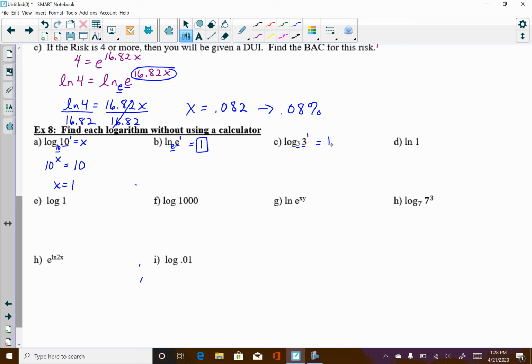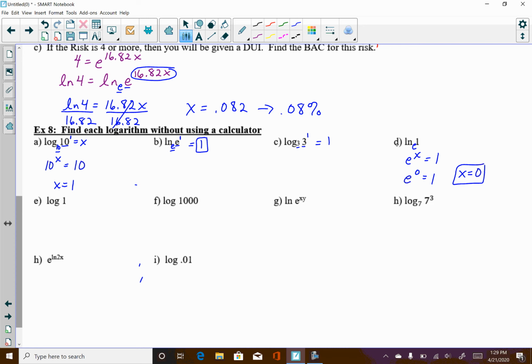The last one, natural log of 1. Remember, this is base e. We're saying e to what power equals 1. What number can you raise e to and always get 1? e raised to the 0 power. Anything raised to the 0 power is always equal to 1. So x equals 0 there. That would be something you could type in your calculator. Natural log of 1 would tell you it was 0.